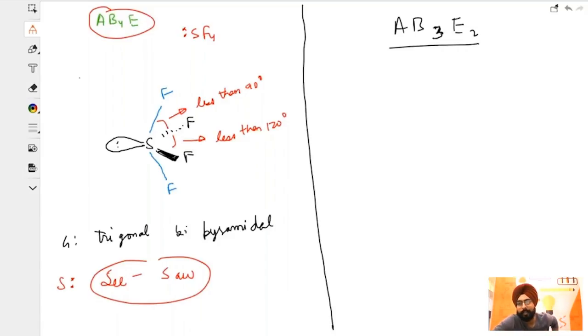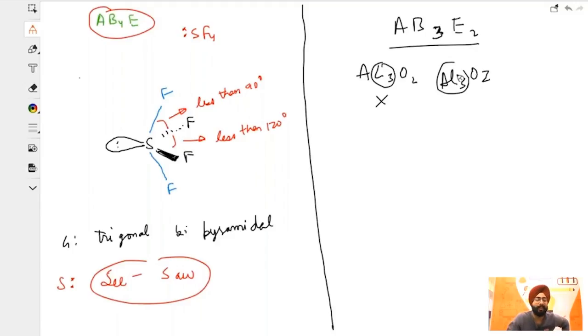Shruti? First of all, that is ionic. Second of all, Shruti, this is not the case. It's this. Okay, there's 3 aluminiums and 2 oxygens.